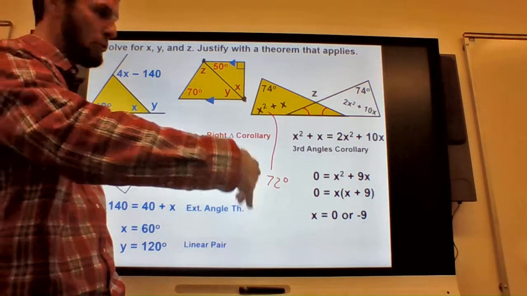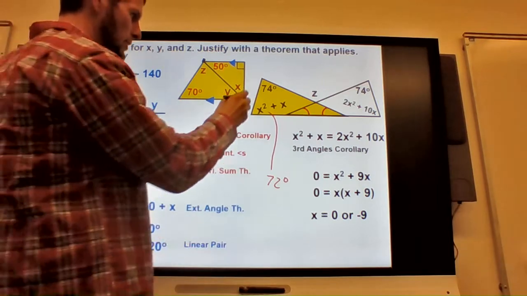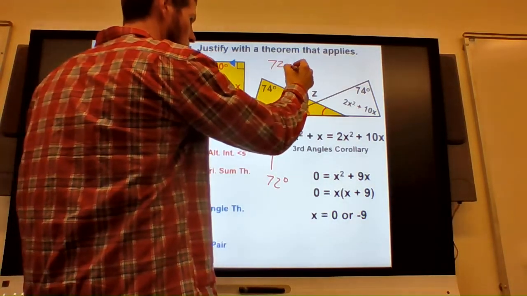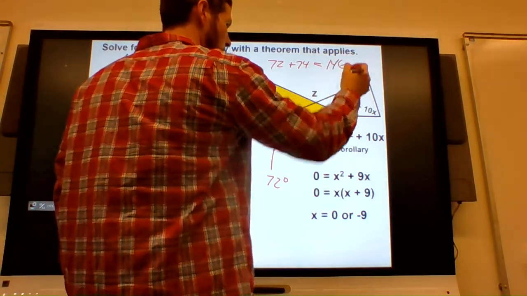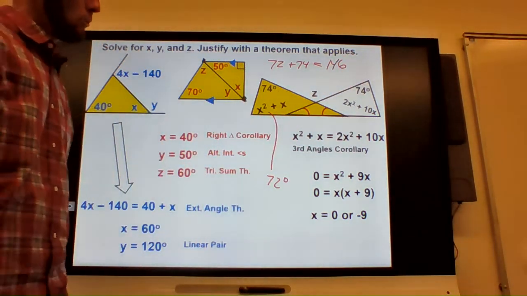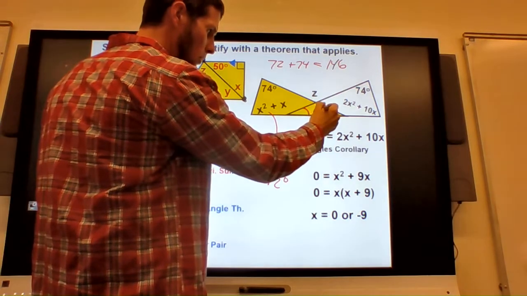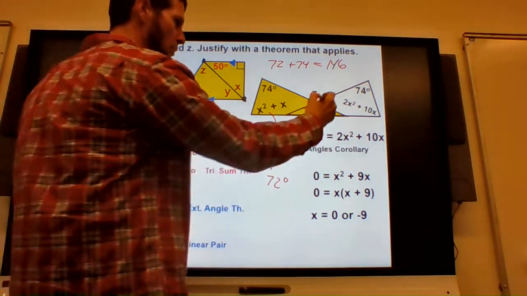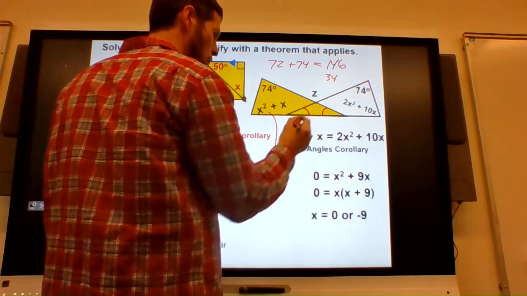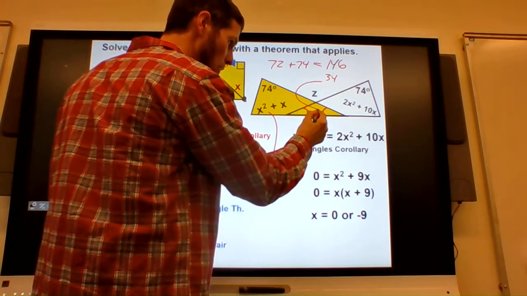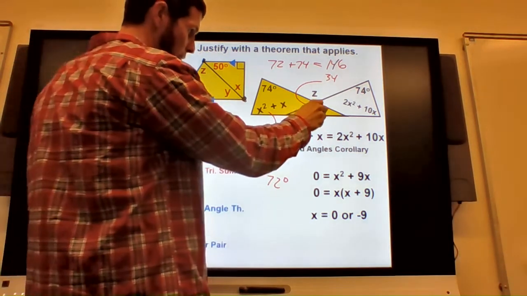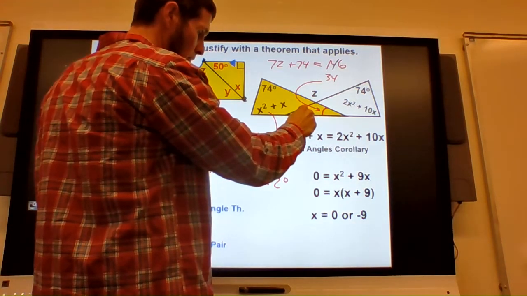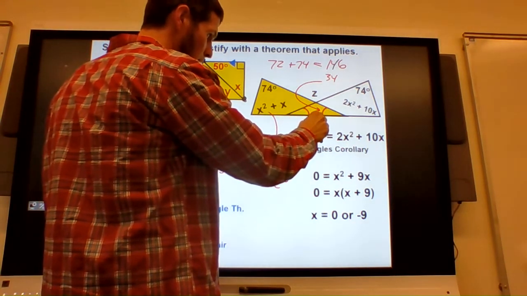Here's where the progressive steps come in. These are 72 and 74. That's what, 146. Hopefully I did that right. Which would leave a certain amount for this angle. That's got to be 34 for my congruent angles. Those right there. And there's two of those. 34 and 34, 68 degrees.